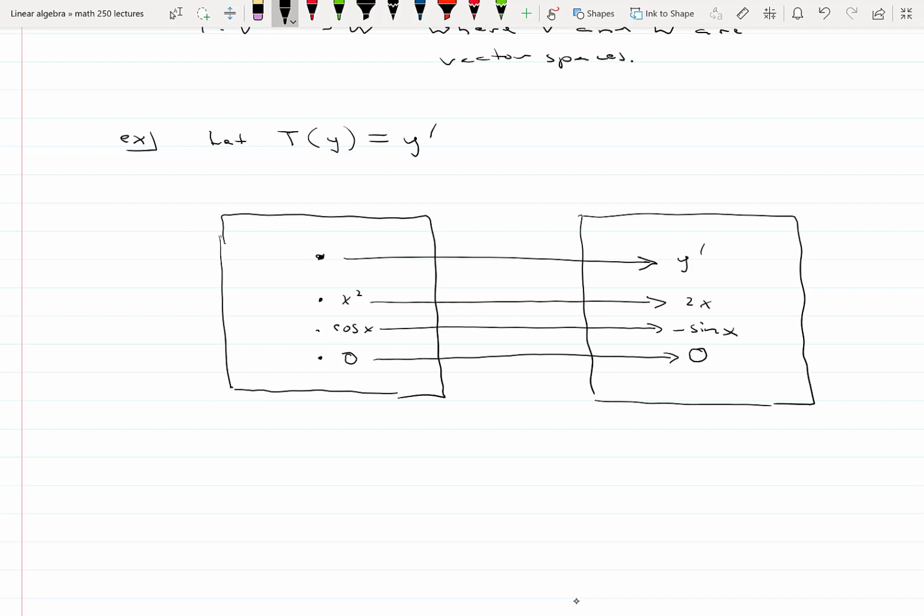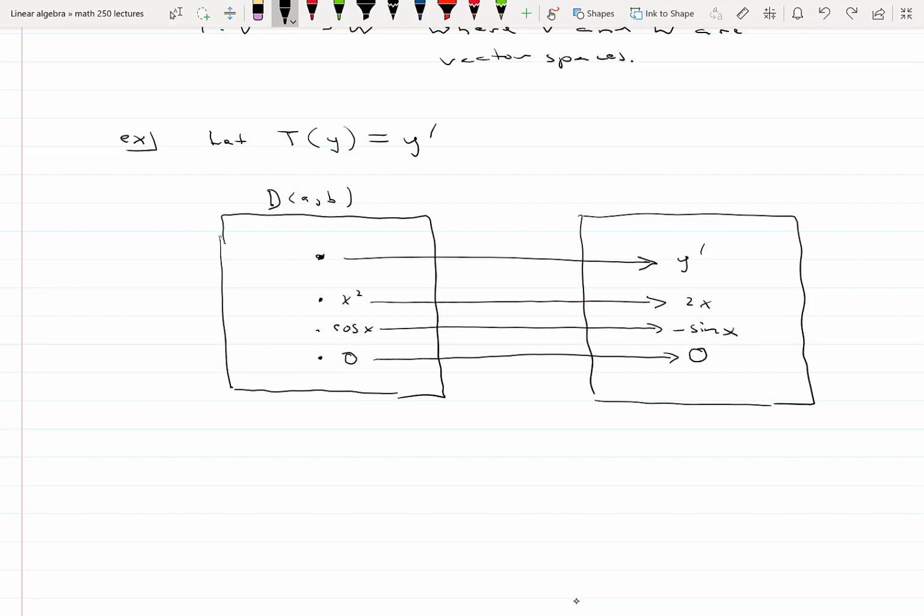What kinds of functions are there? They are differentiable functions, and we have a notation for that vector space. The set of all differentiable functions we designate as either D or D in the superscript 1. Okay, I'll just say D.